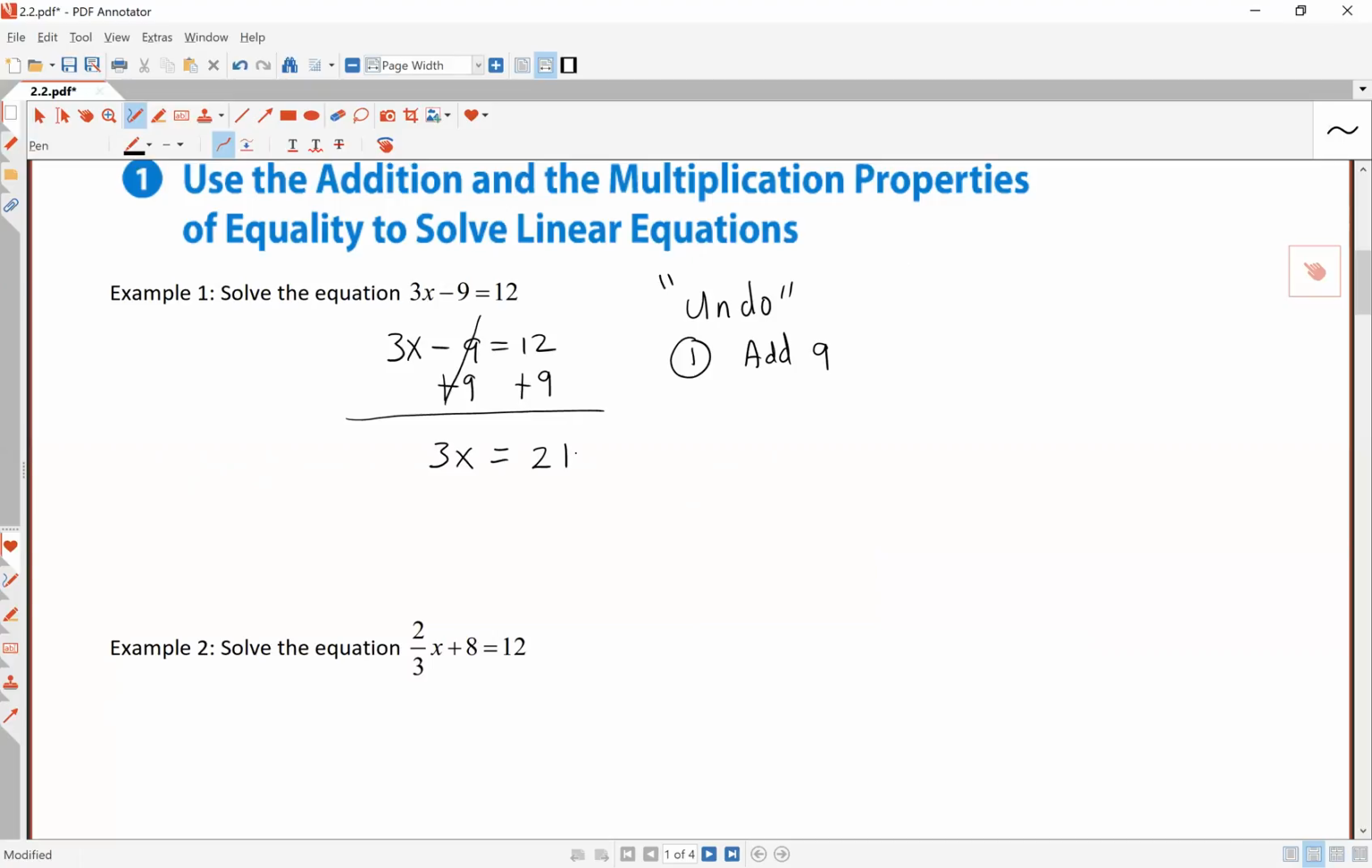Continuing on undoing what's happening to x. Now we have 3 times x, so we divide by 3. That's thought of as multiplying by 1/3, hence the name multiplication property of equality. So what we do to one side, we do to the other side, and we get x is equal to 21 divided by 3, which is 7.